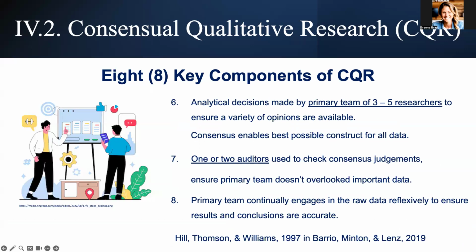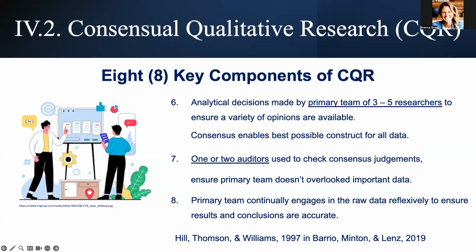6, analytical decisions are made by a primary team of 3 to 5 researchers to ensure a variety of opinions are used, and consensus enables the best possible construct for all data. Now, this component is specific to consensual research. It may occur in other types of qualitative research, but it's really this component of having more than one researcher, so a team who are engaging in this analytic process.